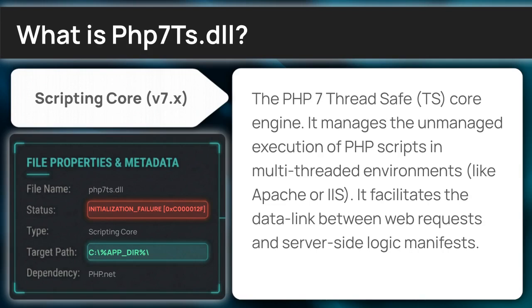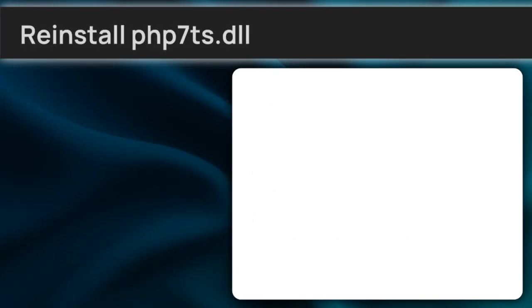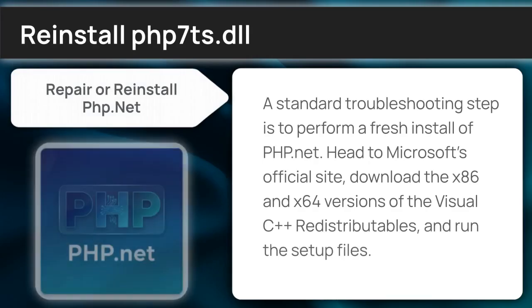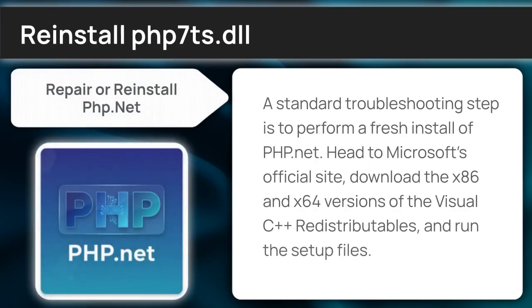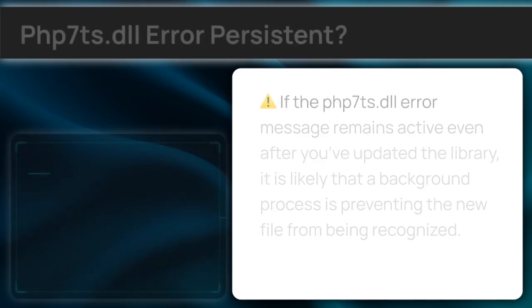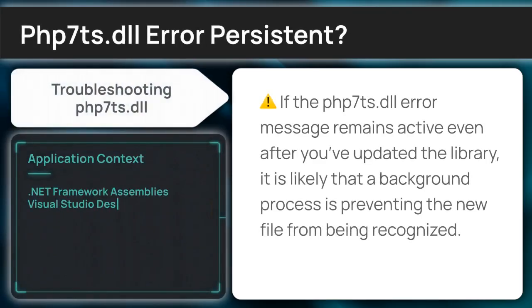Now that you have the context, let's move into the repair process with a fresh installation. A standard troubleshooting step is to perform a fresh install of php.net. Head to Microsoft's official site, download the x86 and x64 versions of the Visual C++ redistributables, and run the setup files.